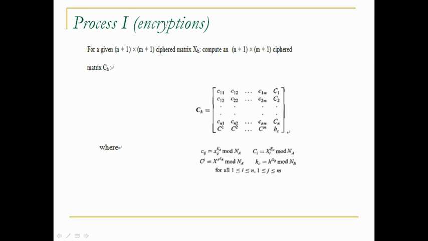Where Cij equals Xij to the power Ea mod Na, Ci equals xi to the power ea mod na, Cj equals xj to the power ea mod na, and Hc equals h to the power ds mod nb, for all i larger than or equal to 1 and smaller than or equal to n, and j larger than or equal to 1 and smaller than or equal to n.